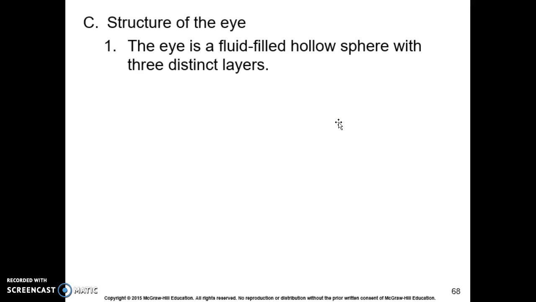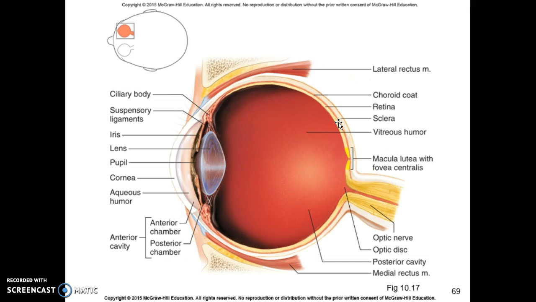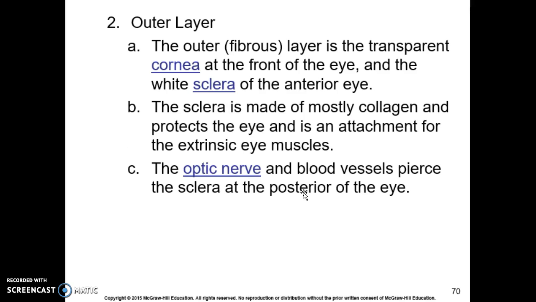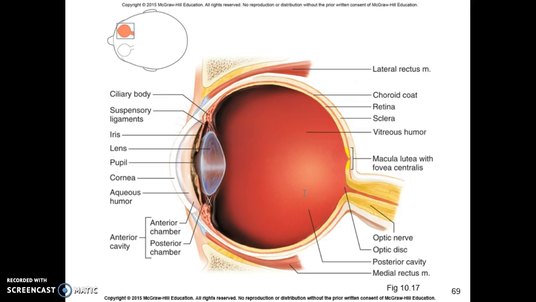The eye is actually fluid-filled and has 3 distinct layers. So this is the front portion here. We'll talk about the front portion before this lens, and the back portion. But let's talk about our 3 layers. So the outer layer is called the cornea at the front of the eye, and it's continuous with the sclera for the rest of the eye.